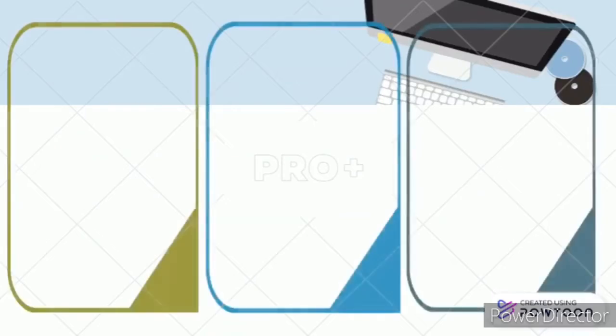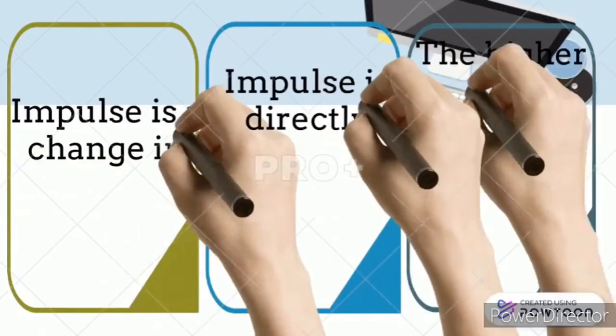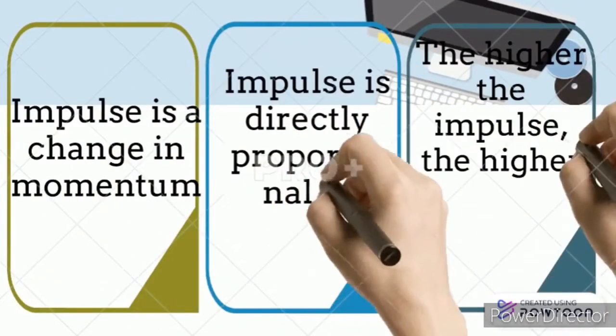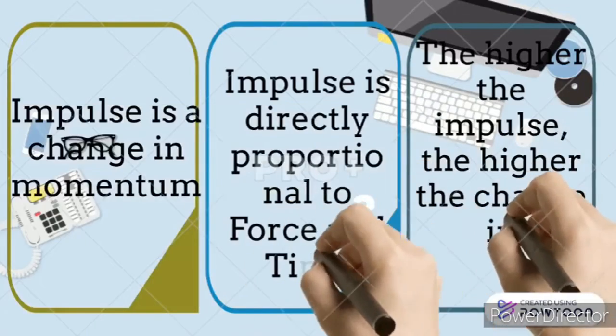From that example, we can say that impulse is a change in momentum. Impulse is directly proportional to the force and time. The higher the impulse, the higher the change in momentum.